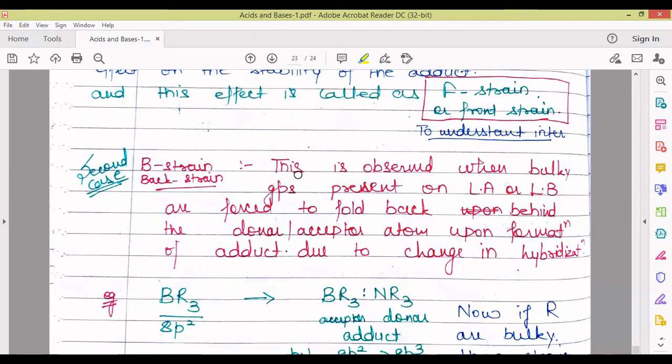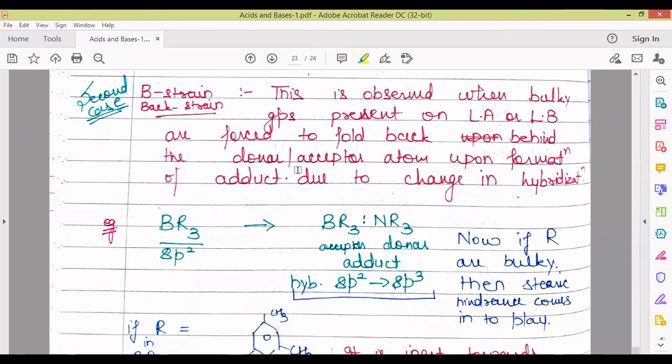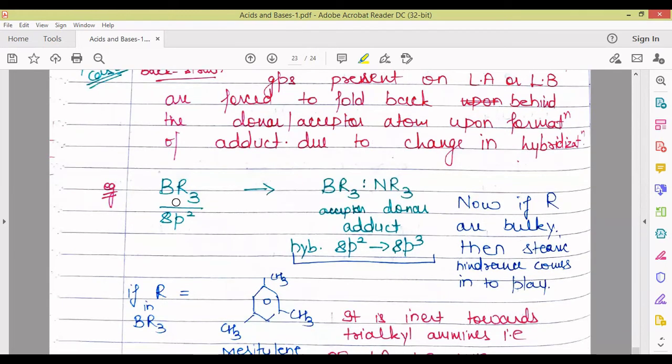Now the second case is the B strain, or we can call it back strain. This is observed when bulky groups present on the Lewis acid or Lewis base are forced to fold back behind the donor or acceptor atom upon formation of the adduct. You will find this definition difficult to memorize, but you will understand it when we discuss the example. Here we are taking the case of BR3, where the R groups are bulky, and NR3, where the R groups are also bulky. So it is an acceptor donor adduct. This is electron deficient, that is the Lewis acid, and this is the Lewis base.